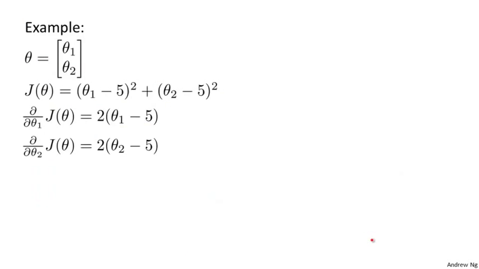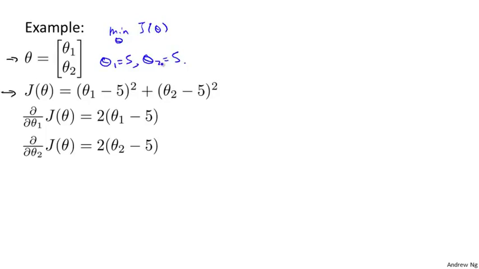So now let's explain how to use these algorithms. I'm going to do so with an example. Let's say that you have a problem with two parameters, theta equals theta 0 and theta 1. And let's say your cost function is J of theta equals (theta 1 minus 5) squared plus (theta 2 minus 5) squared. With this cost function, if you want to minimize J of theta as a function of theta, the value that minimizes it is going to be theta 1 equals 5, theta 2 equals 5.